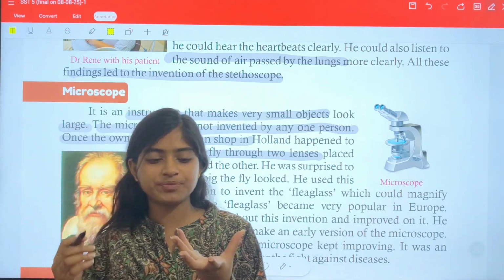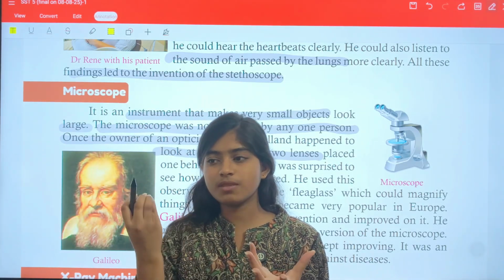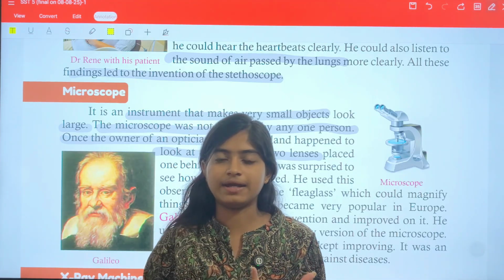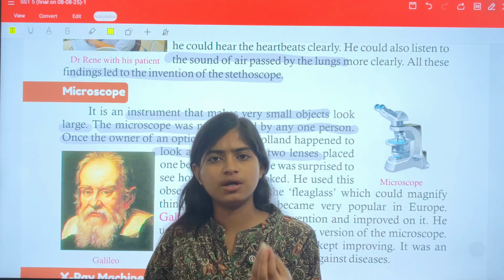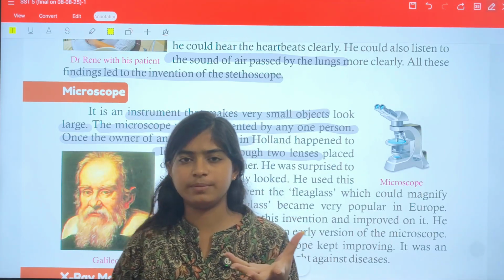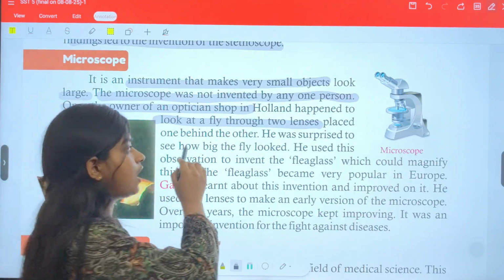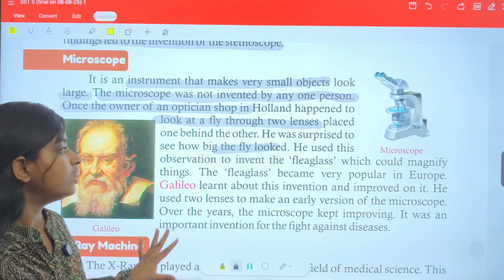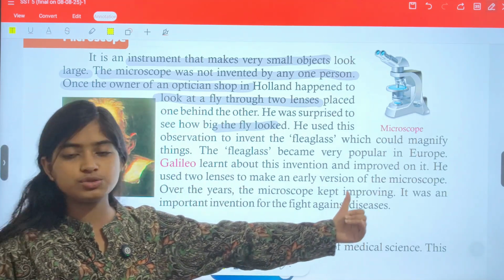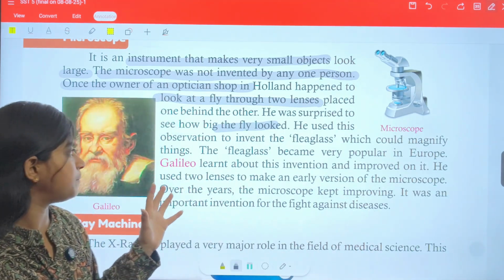Take a glass, and when you look at a normal object through the lens, the image through the lens will be magnified compared to the normal object. So he was surprised to see how big the fly looked. He used his observation to invent the flea glass, which could magnify things.